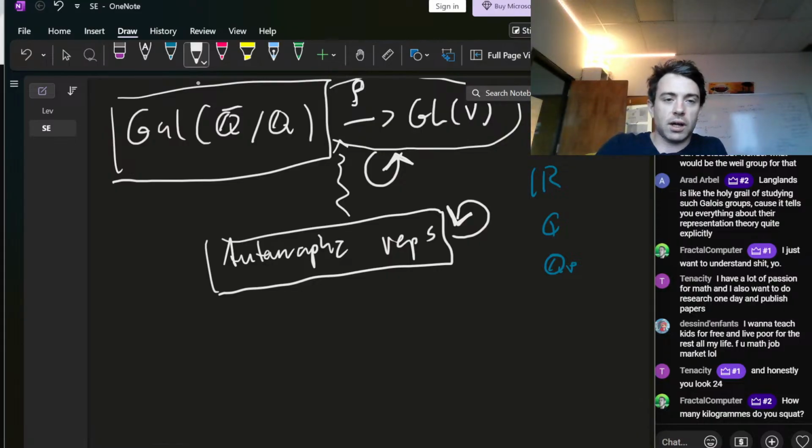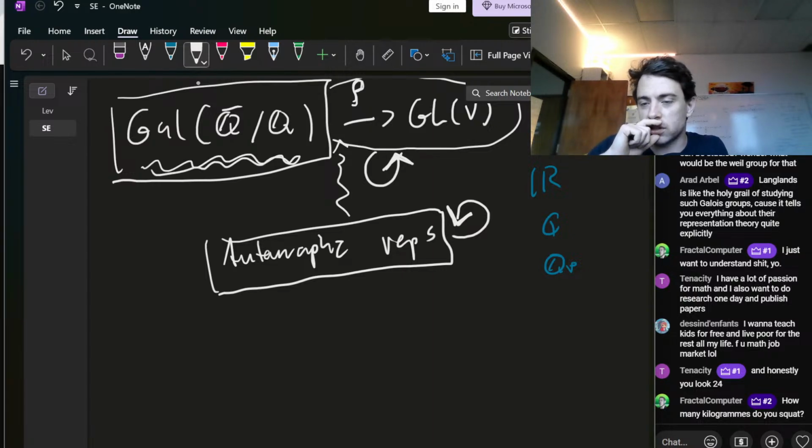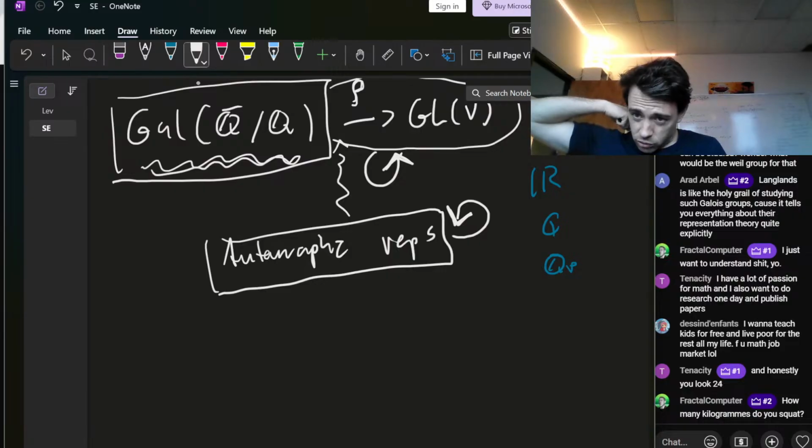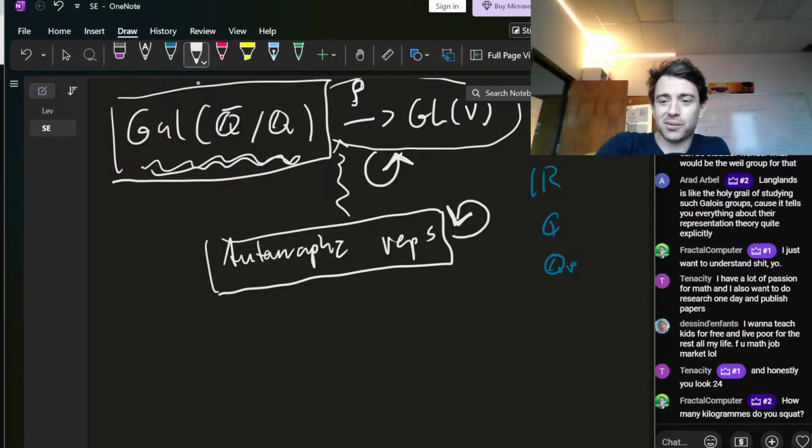Let me just look at the other comments. We'll probably yap about this for a bit. Langlands' holy grail of studying such Galois groups, exactly, yeah, because it tells everything about the representation theory. Fractal computer just wants to understand everything. Yeah, me too. But I also want to live on my own, so I need more money.